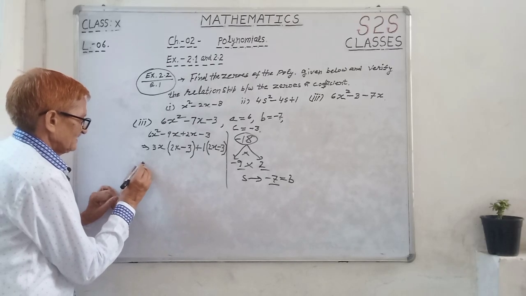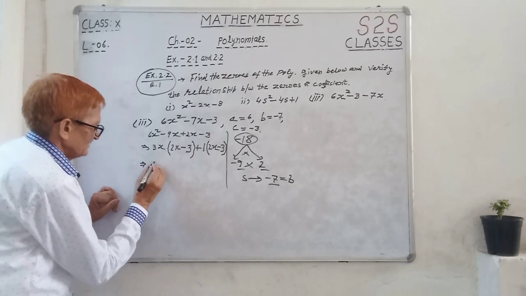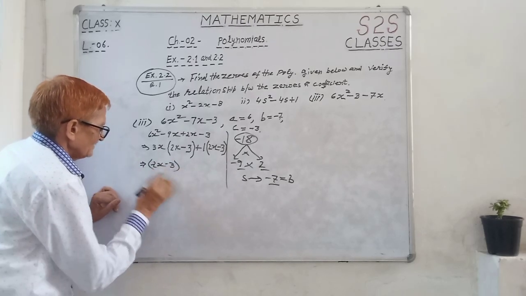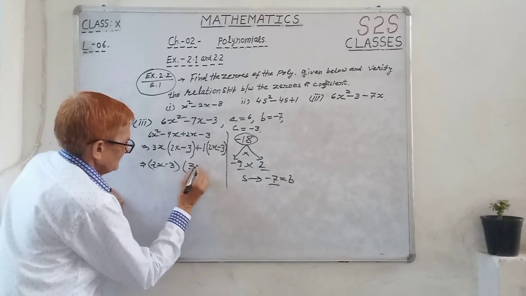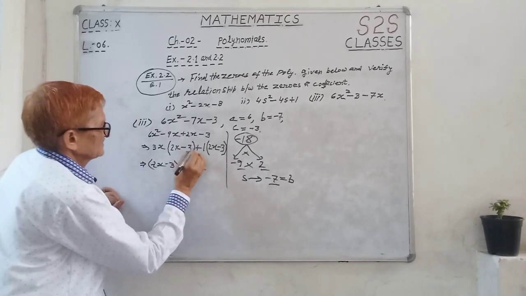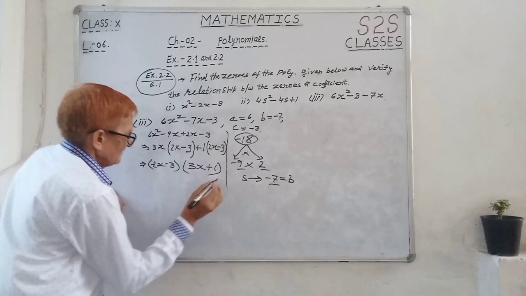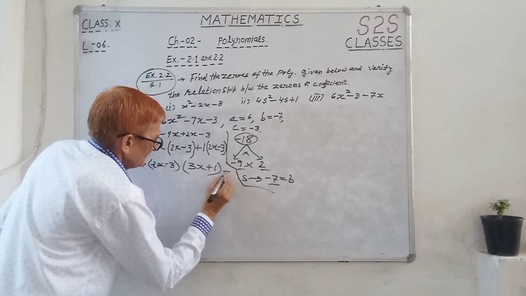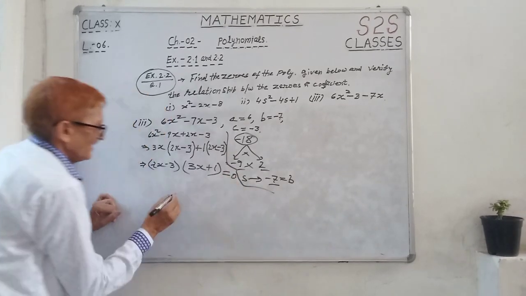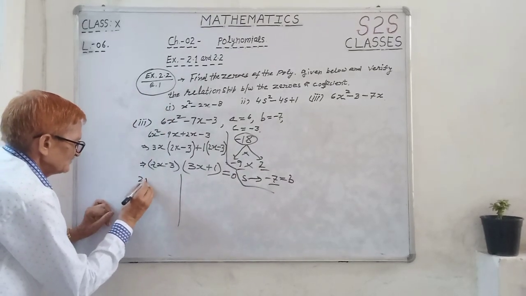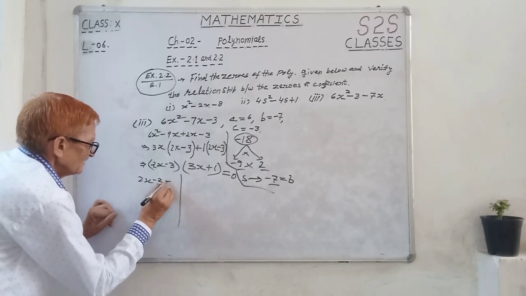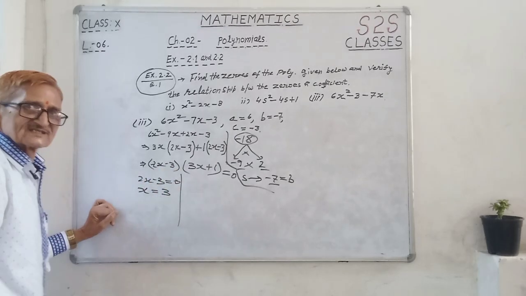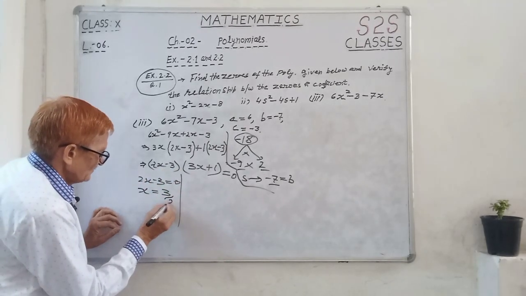Okay. After that, this implies one factor is 2x minus 3 and the other factor is 3x plus 1. Now set this polynomial equal to 0 and find the zeros. Now 2x minus 3 equals 0, then x is equal to, minus 3 will go to that side, plus 3, and divide by 2.